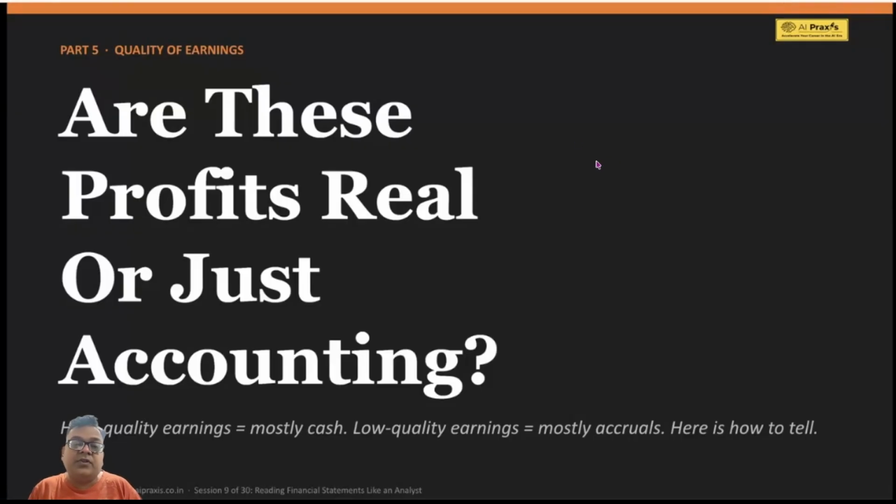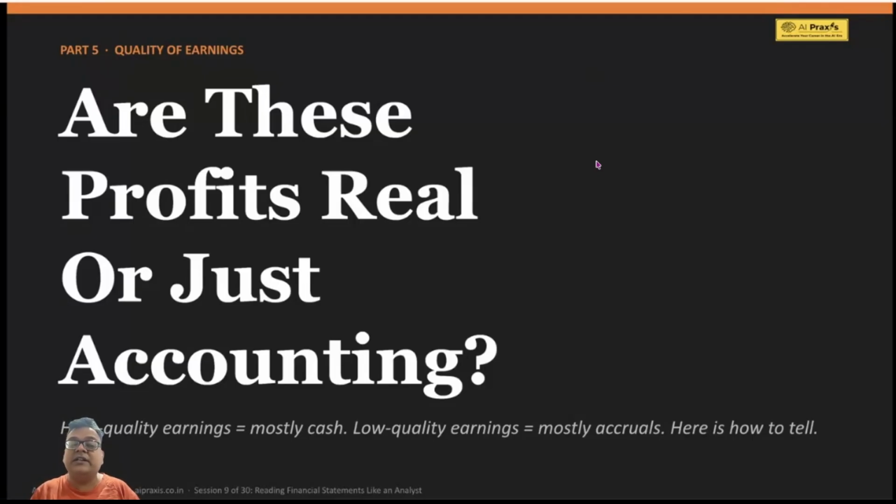Now let's pause for a moment and ask a very important question. Are these profits real or just accounting? Because up until now, we have looked at revenues, margins, growth. But here's the truth, not all profits are equal. Two companies can show the same profit, but one is generating real cash, the other one is just showing numbers on paper. And that difference is what separates a strong business from a risky one.